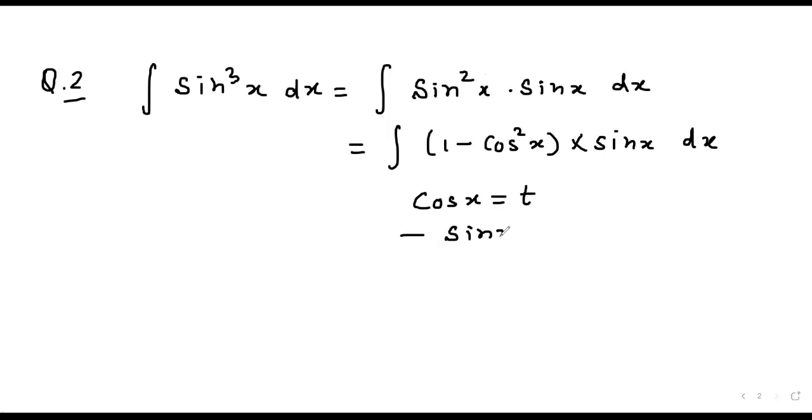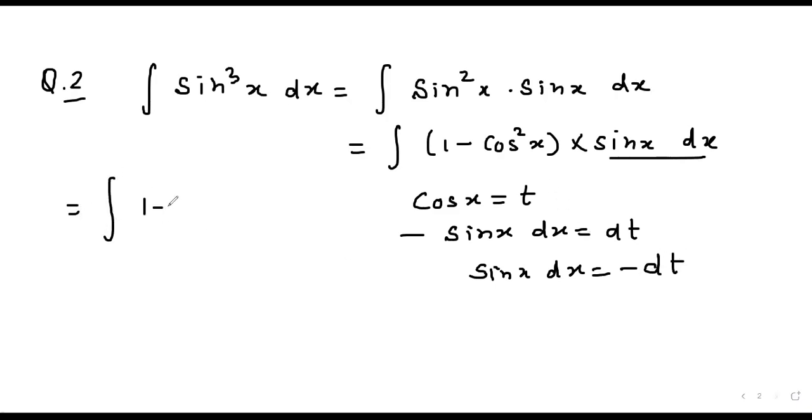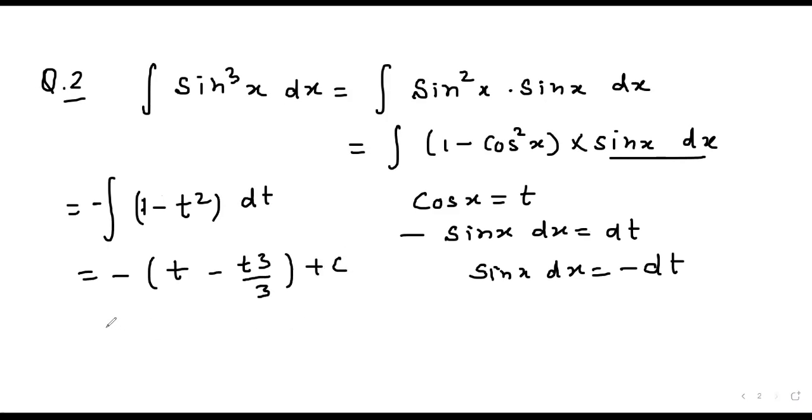Minus sine x equal to dt upon dx, or minus sine x dx equal to dt. We have sine x dx, so sine x dx equal to minus dt. So our question becomes integration 1 minus t square times minus dt. So it will become minus 1 dt will give t, and t square will give t cubed by 3 plus c, which is equal to t cubed by 3 minus t plus c.